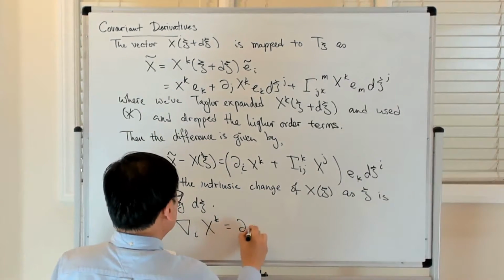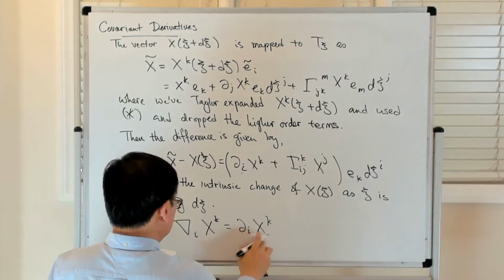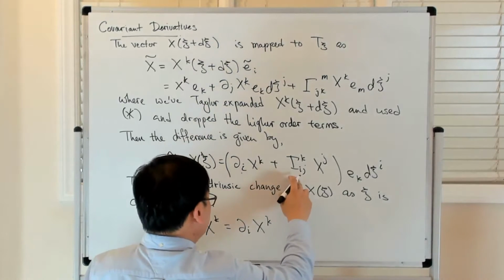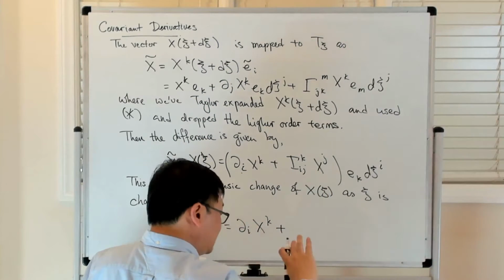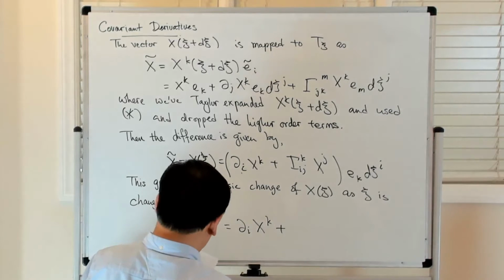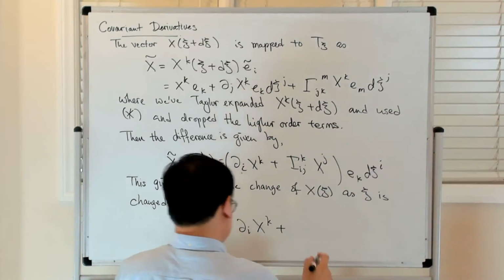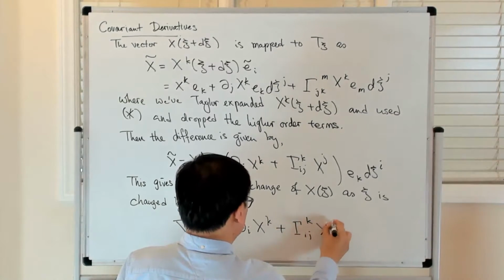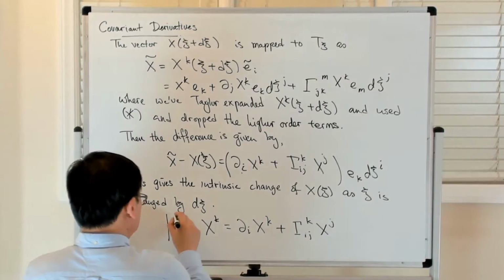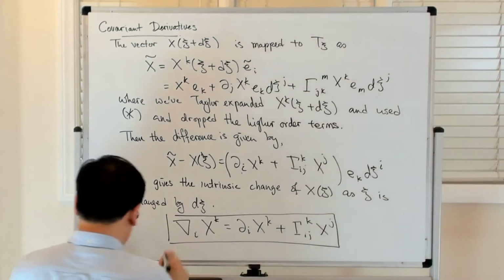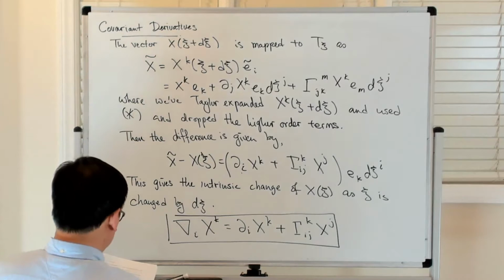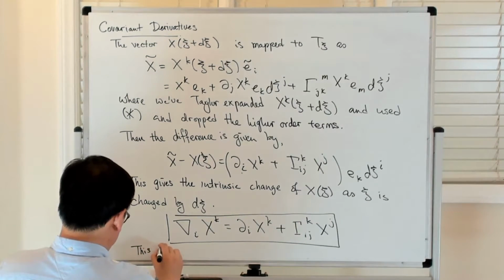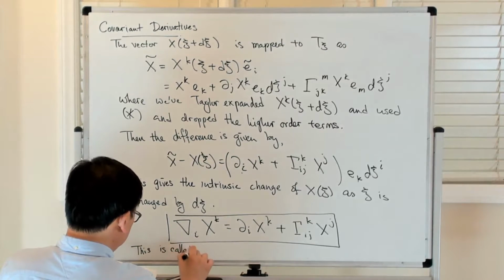So this is d_i x^k. This is the kind of thing you would expect normally on a flat space. But the point is that there's a correction which comes from the fact that the basis vectors themselves are potentially changing as you move the points. So this is the connection term, Gamma^k_ij x^j. This tells you, this is called the covariant derivative.